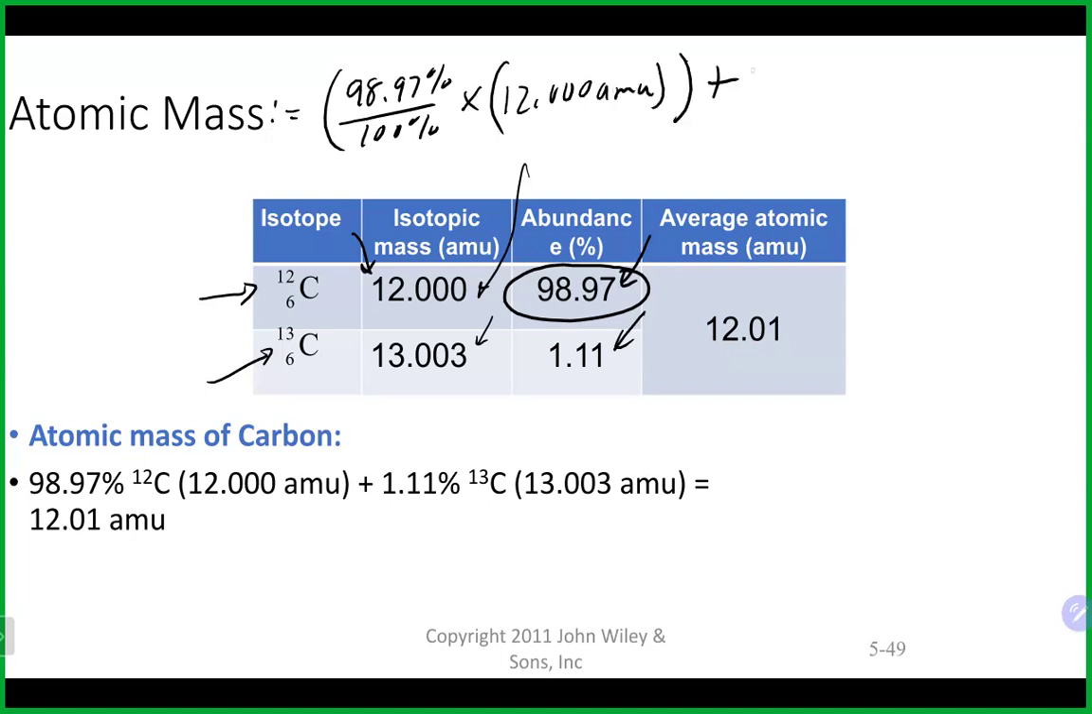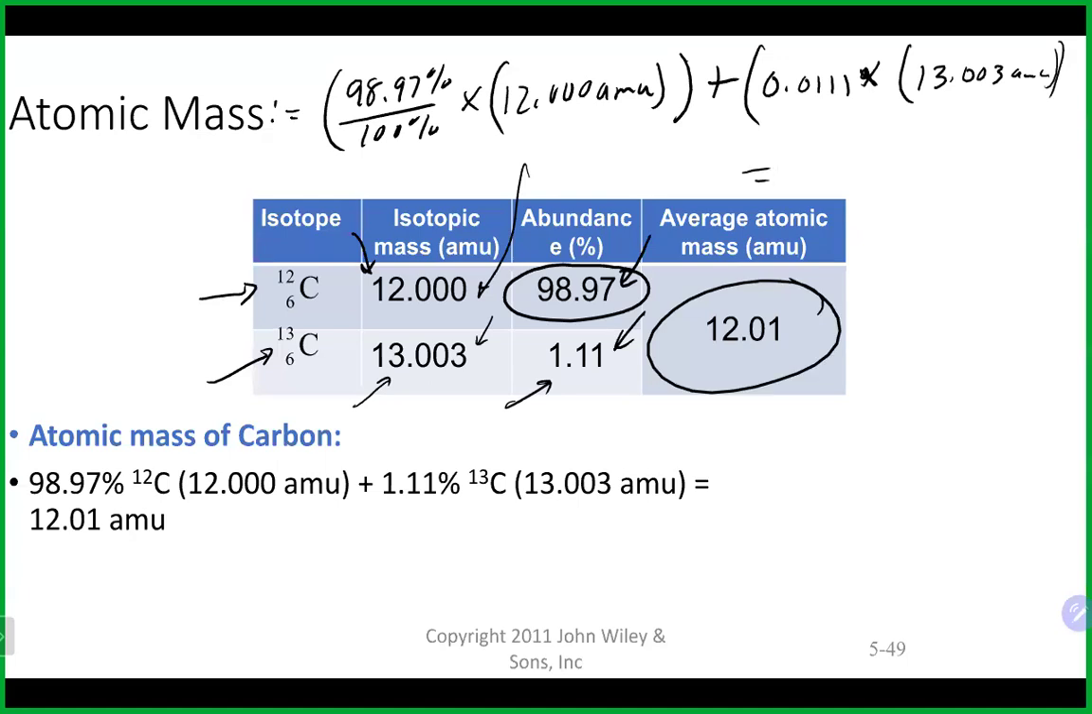Then we're going to add it to our second isotope, which occurs 0.11% of the time. And again, I'm just going to move the decimal on this one. So we'll just move it there, right? And we're going to times it by the mass of the second isotope, which is 13.003 AMU. And as you can see down here, if you do all that, there's our 12.01 that we get on the periodic table for the atomic mass of this particular element.